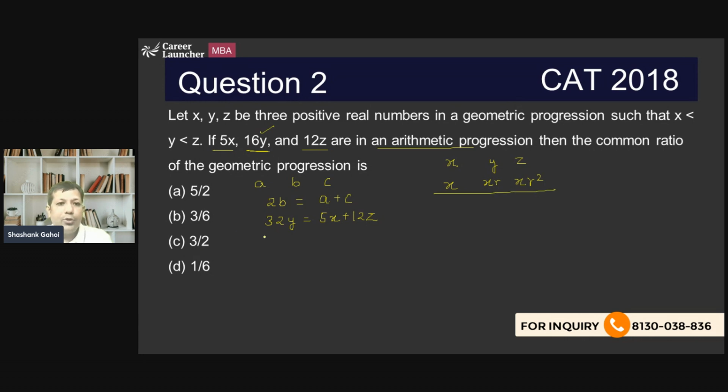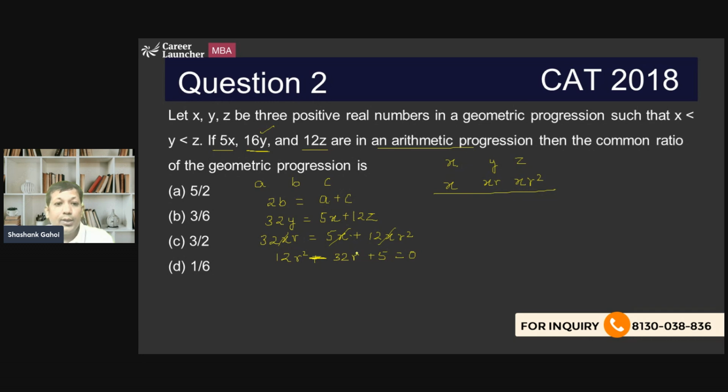Okay. So now I'm just going to put these values over here. So 32y means 32xr, and that is equal to 5x plus 12 times xr square. Okay, x is common, we can see, so I'm going to cancel out x. So what is my equation? That is 12r square minus 32r plus 5, and that's equal to 0.